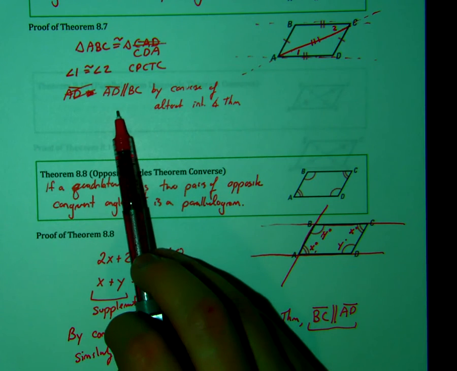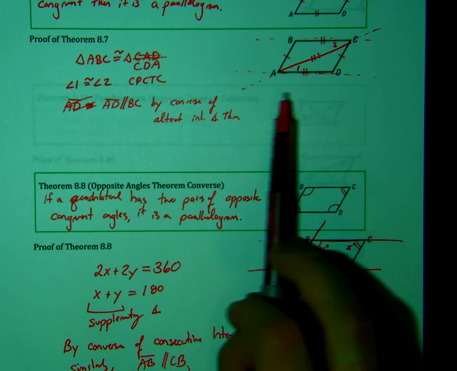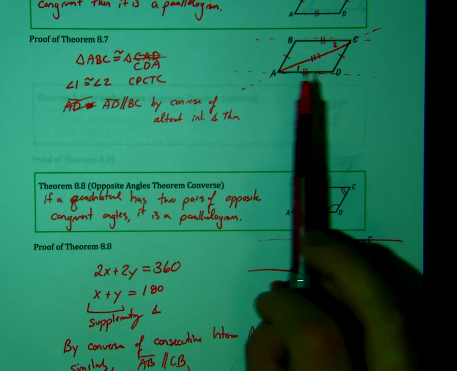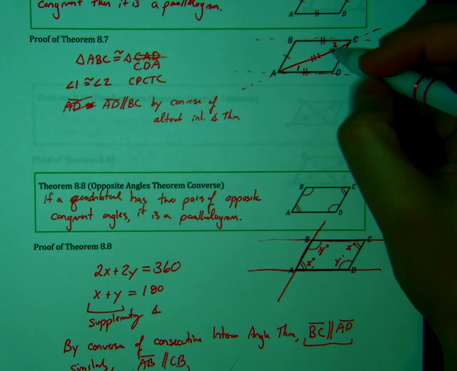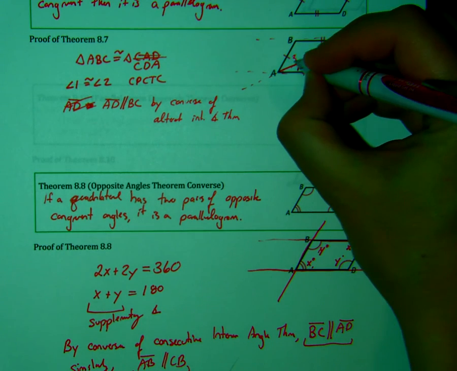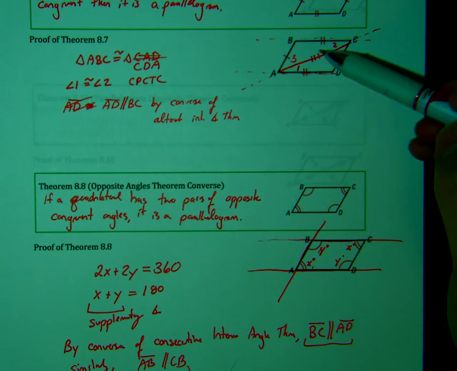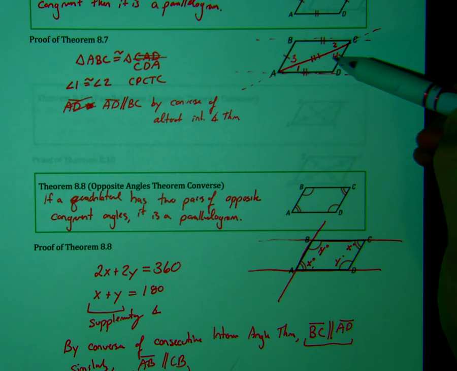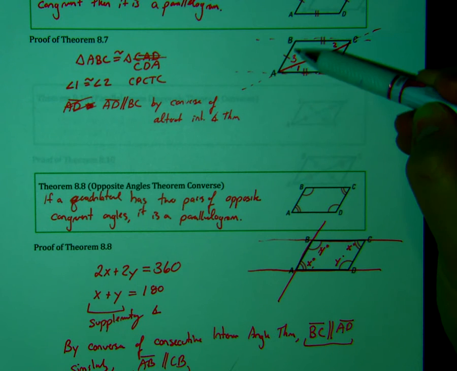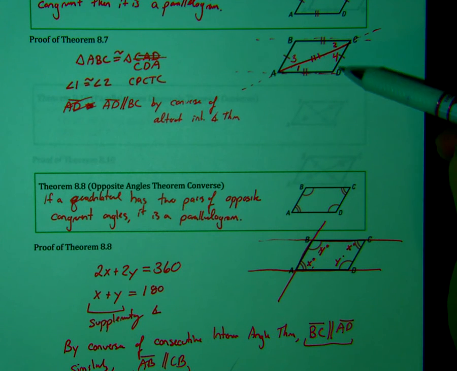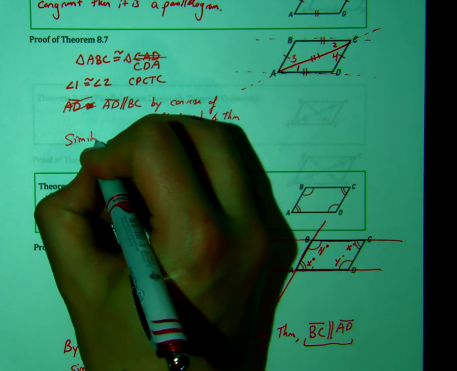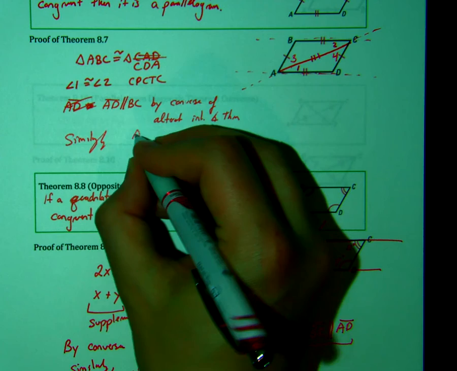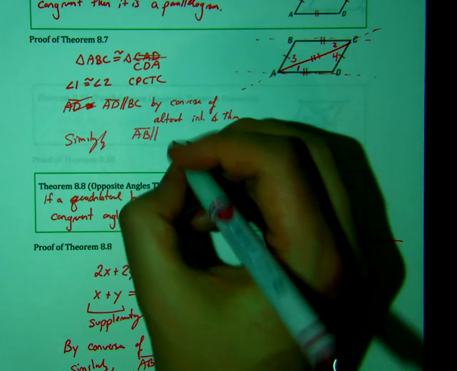We actually only technically proved that AD was parallel to BC, but you could see pretty quickly, I should have included this, that if we picked another pair of angles, say like here, call this 3 and 4, I can do the same thing with 3 and 4 being congruent by CPCTC, and then they are alternate interior angles with AB and CD. So similarly, AB is parallel to CD.